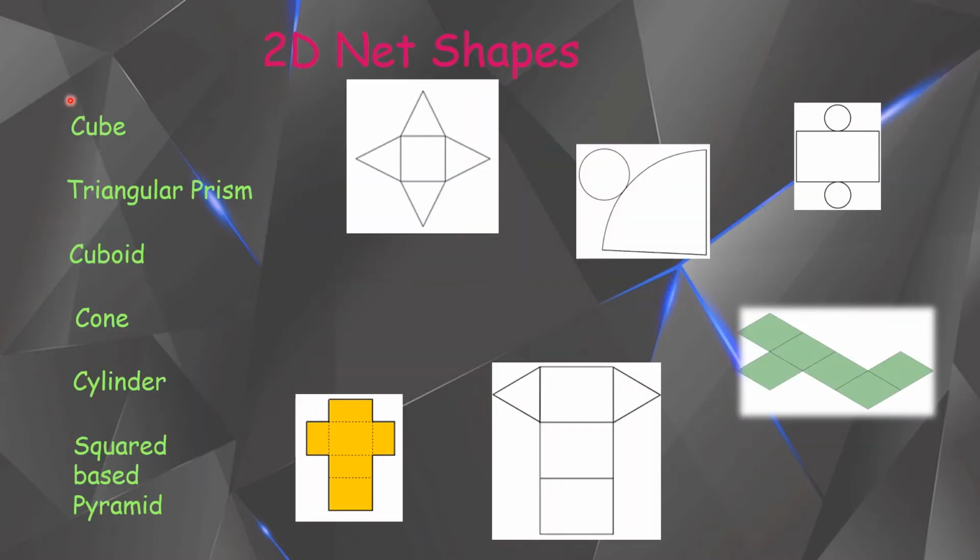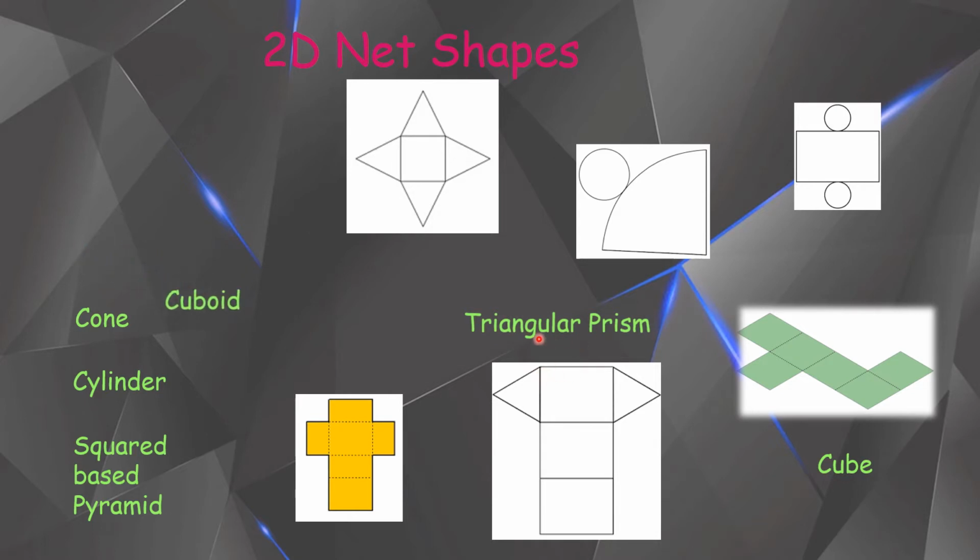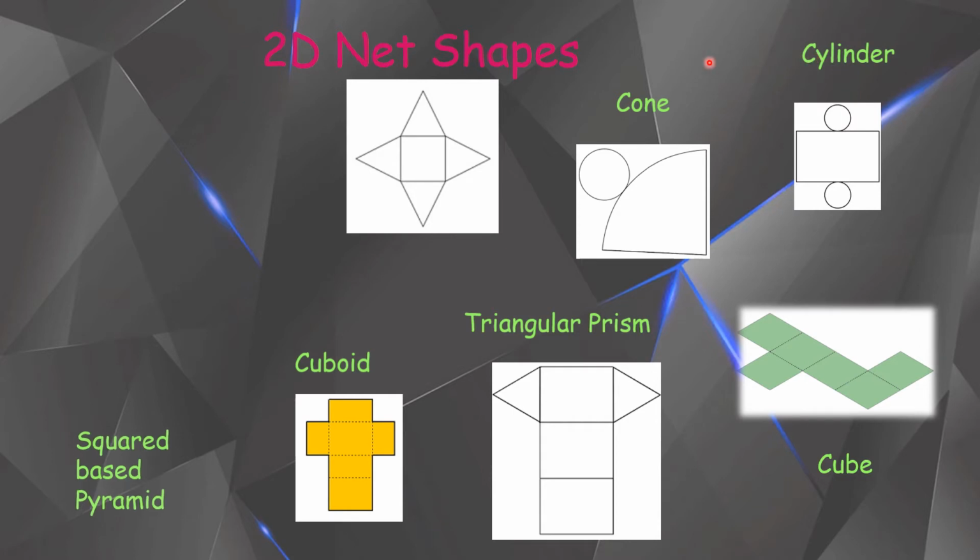Now let's check the 2D net shapes of those shapes. First of all, let's check the cube. If you take the 2D net shape of the cube, it will look like this. And if you take the triangular prism, it will look like this. And the net shapes of the cuboid will be like this. This is the cone. This is the net shape of the cylinder. And the square-based pyramid will be like this.